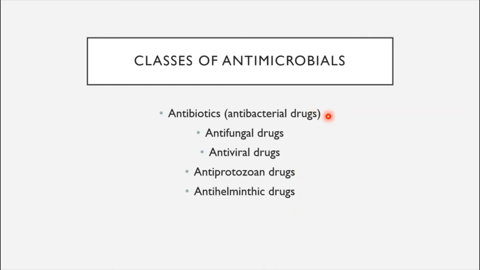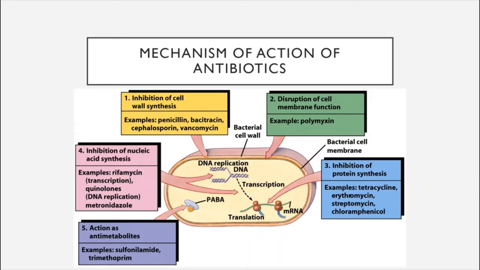So we're going to start with antibiotics, or in other words, antibacterial drugs. There are five common mechanisms by which antibiotics work to destroy bacterial cells. Those are inhibition of cell wall synthesis, disruption of cell membrane function, inhibition of protein synthesis, inhibition of nucleic acid synthesis, and action as anti-metabolites, or in other words, inhibition of unique bacterial enzymes. We're going to walk through each of these briefly and take a look at some antibiotic examples that fall into each category of mechanism of action.